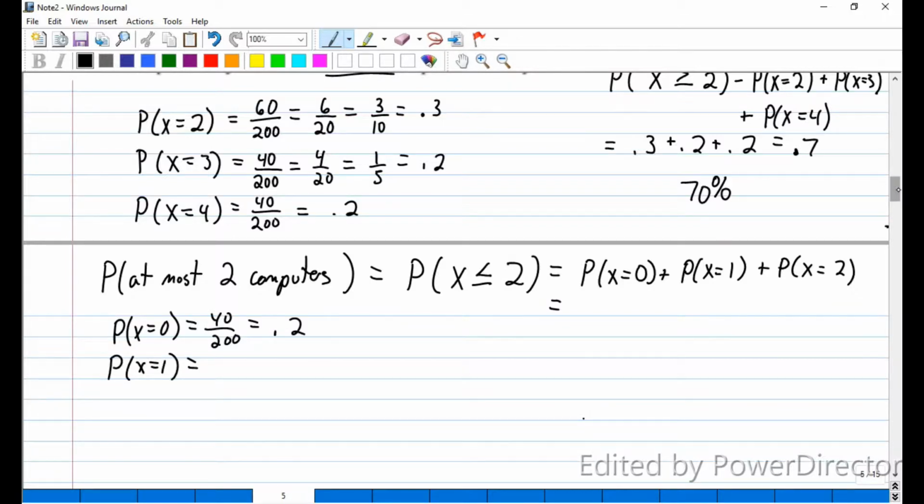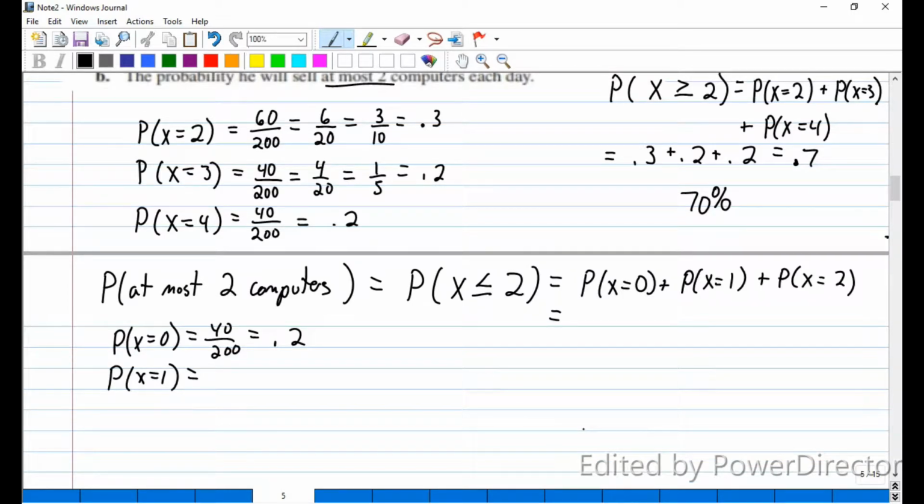The probability that x equals 1. So how many days did he sell 1 computer? 20. So that's 20 out of 200, so that's 1/10, or 0.1. And then we have the probability that the salesperson sold 2 computers. So this is going to be 0.2 plus 0.1 plus 0.3, because he sold 2 30% of the time. That's going to be 0.6. So that means 60% of the time the salesperson will sell at most 2 computers.